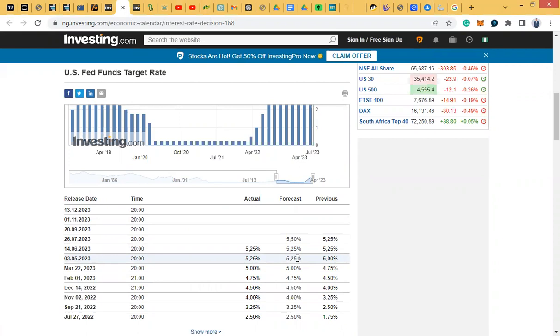And whenever this interest rate is increased, it makes the dollar stronger. Whenever interest rate is decreased, it makes the dollar weaker. Or whenever interest rate is left stable, it makes the dollar weaker. So let us check on the 14th of 6th, 2023. What happened?